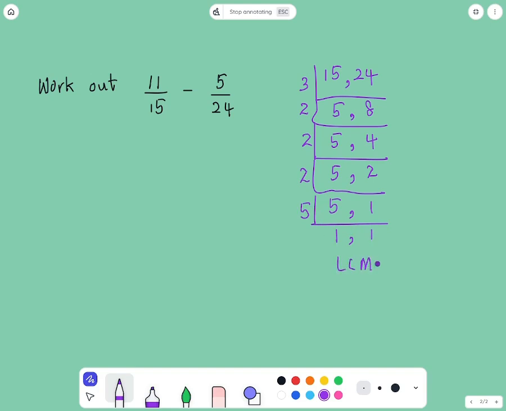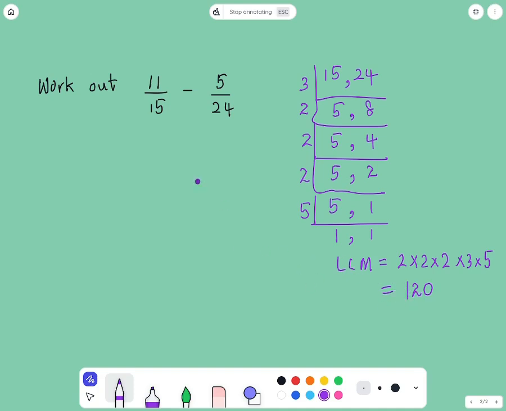So LCM equals 2 times 2 times 2 times 3 times 5. 2 times 2, 4. 4 times 2, 8. 8 times 3, 24. 24 times 5, that is 120. Then the common denominator is 120.